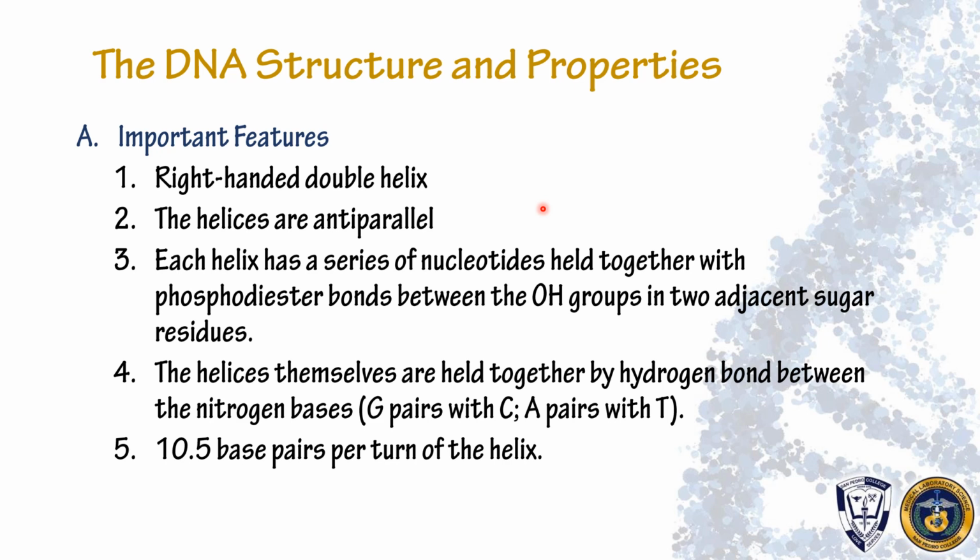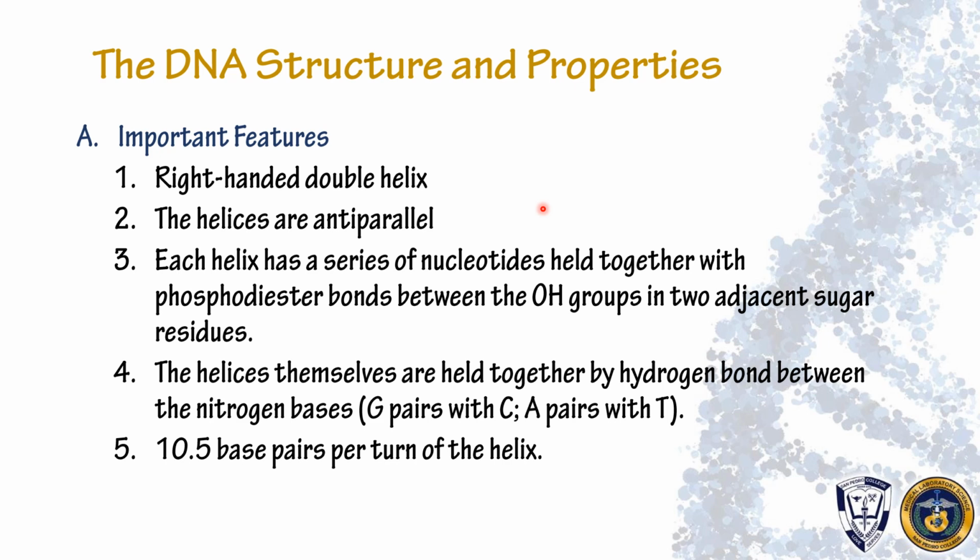What do we mean by anti-parallel? Hindi sila magkapareha, or they are opposite to each other. Then each helix has a series of nucleotides held together with phosphodiester bonds between the hydroxyl group and two adjacent sugar residues. And then the helices themselves are held together by hydrogen bonds between the nitrogen bases. So the guanine pairs with cytosine, and the adenine pairs with thymine.